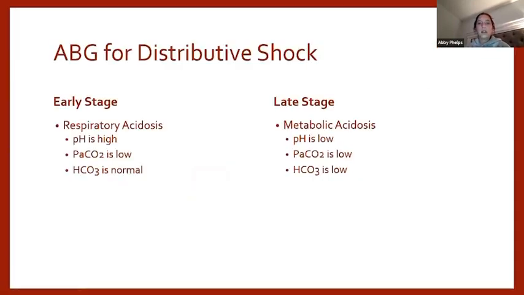So, ABGs that you typically see for distributive shock. There's early stage and late stage. For early stage respiratory alkalosis, their pH could be high, PaCO2 is low, and their bicarb can be normal. Then in the late stage, it can slowly turn into metabolic acidosis, where their pH is low, their PaCO2 is low, and their bicarb is low. And their PaO2 can vary from patient to patient.